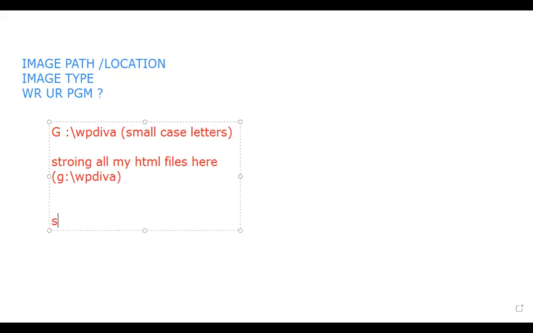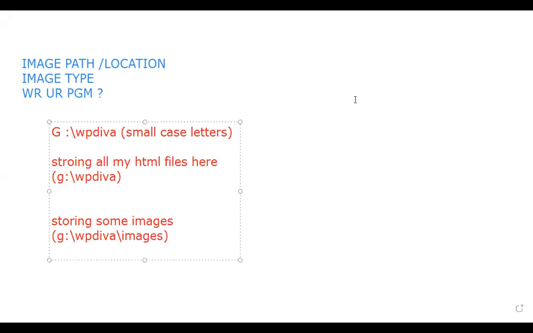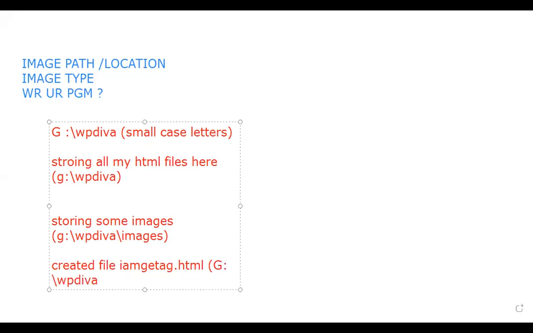Then I'm storing some images also. Where am I storing those images? Under G colon slash WP division A slash IMAGS, I'm storing all my images. Clear to you? Fine. Now I have created one program, a file called image tag dot HTML, under G colon slash WP division A. My file is here.